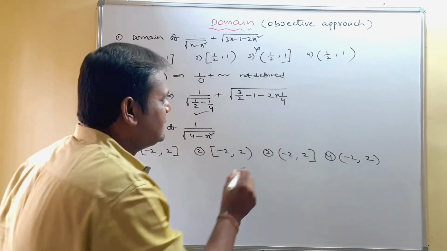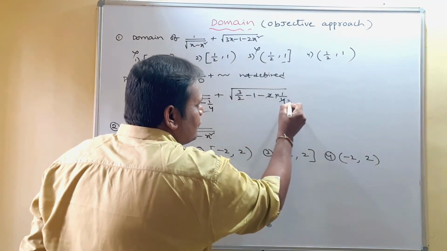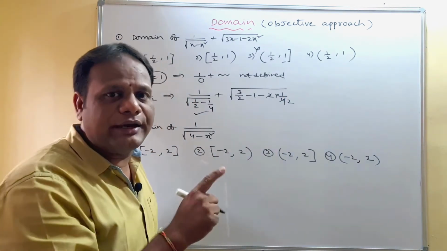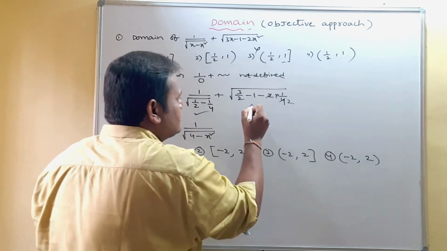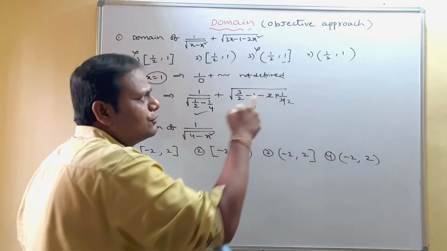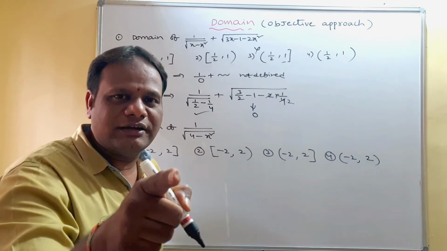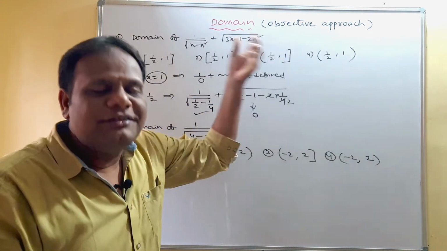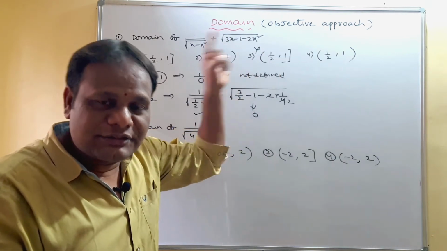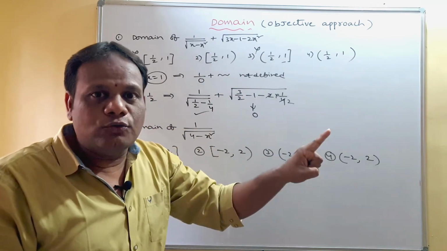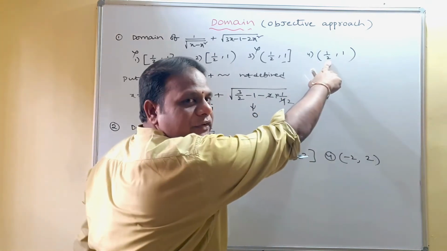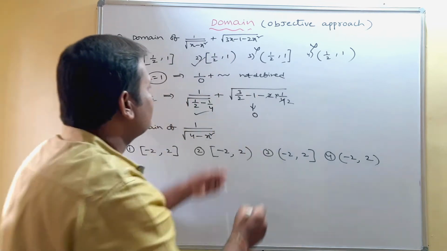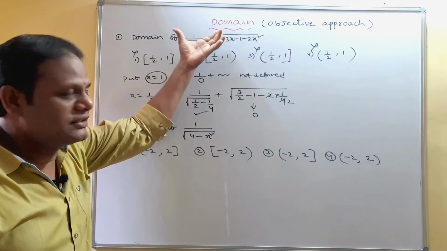Verify this, defined or not. Here, 2 2s are 4. 3 by 2 minus 1 by 2, what? 2 by 2. What is 2 by 2? 1. 1 minus 1, 0. Yes, 0. Root 0. Defined or not? Yes, it is defined. So, at x equal to 1 by 2, is this function defined? Yes, it is defined. So, in the domain, 1 by 2 must be there. But here, we don't have 1 by 2. So, it is wrong. Which option is correct? The second option is correct for this problem.